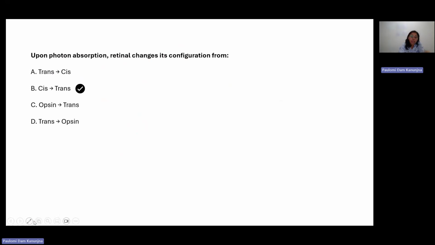So everything is trans now, and that's when the conformational change happens in this opsin, and it activates this opsin, and then it leads to the entire cascade, right? So what is this cis and trans? It's basically that one position that changes its configuration and becomes trans.